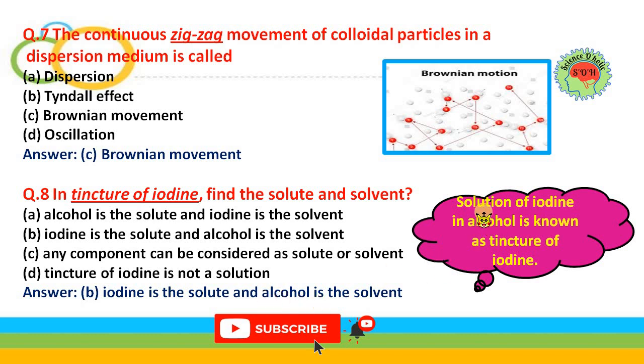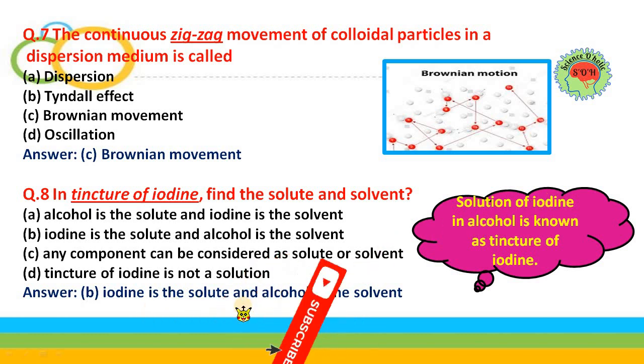So let's see, a solution of iodine in alcohol is known as tincture of iodine. When we mix iodine in alcohol, it becomes tincture of iodine. Alcohol is the liquid and the solvent, and iodine is the solute. So option B is the correct answer.